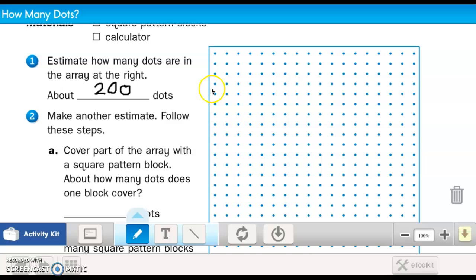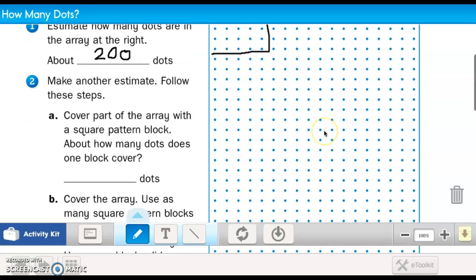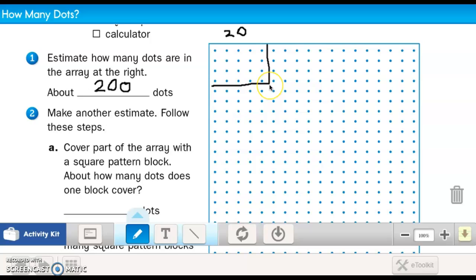So let me just make that into a box. And you can draw this on yours as well. 2, 3, 4. There's my block. Okay? I know there are 20 dots in this little block. So instead of counting all the little dots on this page, I could make little boxes. So let's do boxes. That's about like that. And do another little box here like this.